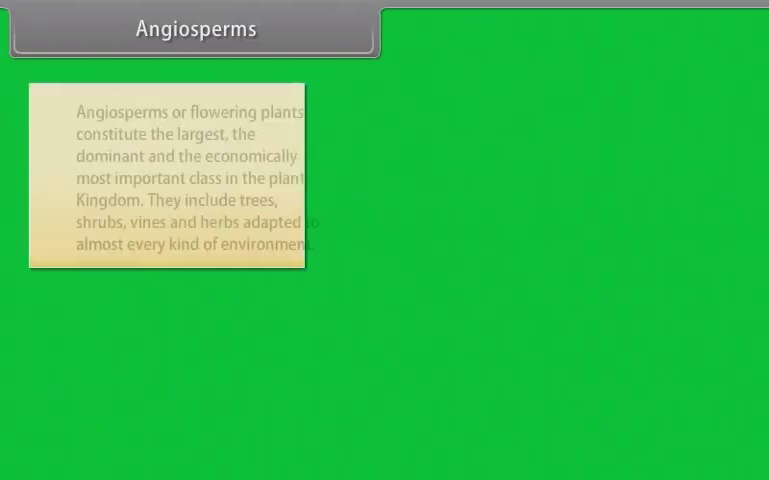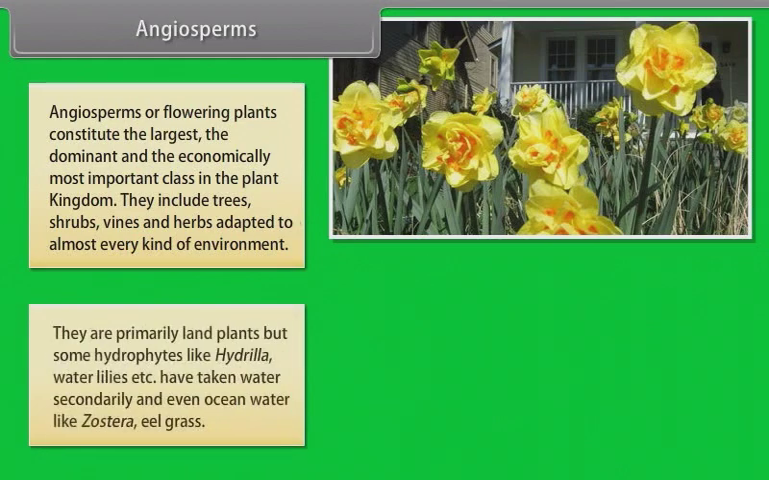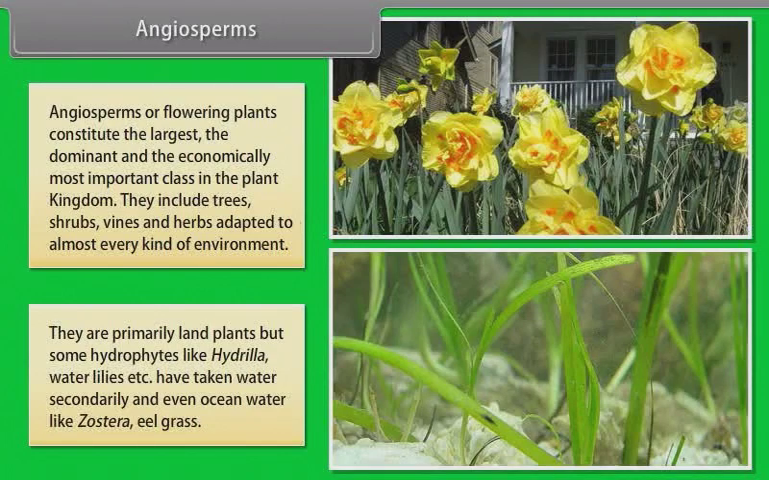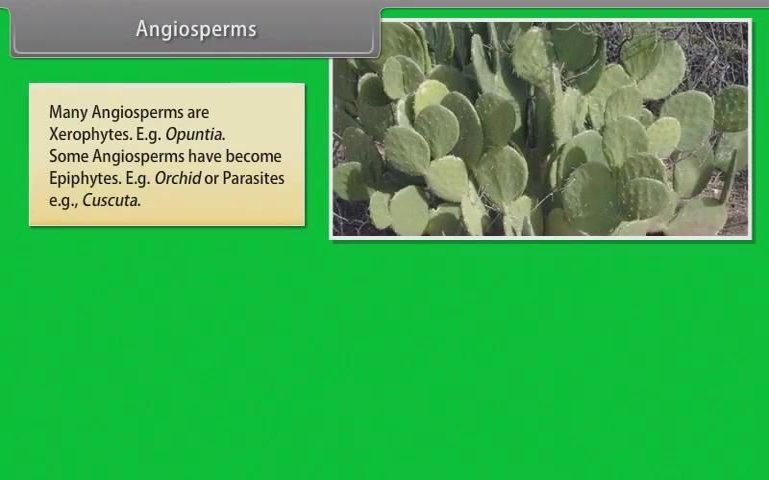Angiosperms. Angiosperms or flowering plants constitute the largest, the dominant and the economically most important class in the plant kingdom. They include trees, shrubs, vines and herbs adapted to almost every kind of environment. They are primarily land plants, but some hydrophytes like Hydrilla and water lilies have taken to water secondarily, and even ocean water, like Zostera, eel grass. Many angiosperms are xerophytes, for example Opuntia.